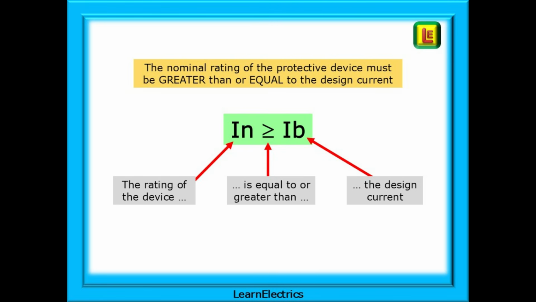In no-fault conditions, the nominal rating of the protected device must be greater than or equal to the design current. So IN, the rating of the protective device, must be equal to or greater than the IB, the design current. Think of it this way. You would not plug a 13 amp kettle into a 6 amp lighting circuit. The protective device, the fuse or breaker, needs to be at least 13 amps.